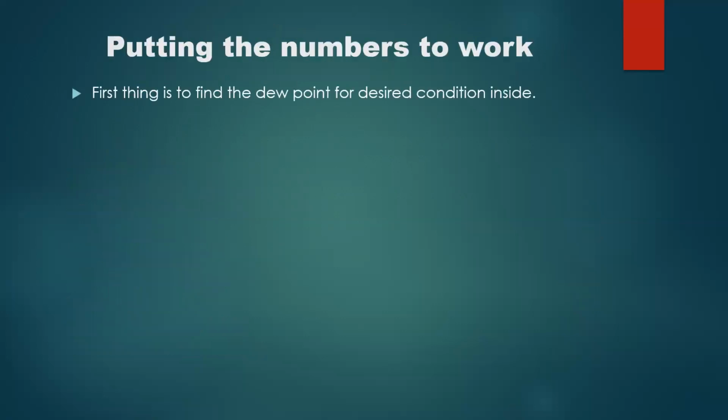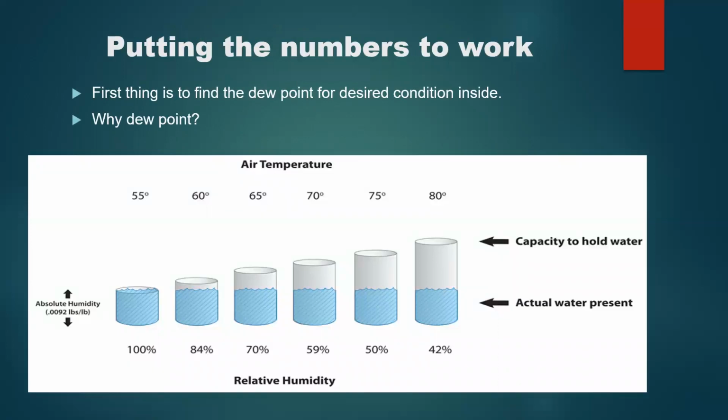First thing, we need to find the dew point for the desired conditions. Why dew point? Because when you reach dew point, you're able to squeeze the moisture out of the air. This example gives you 75 to 55 degrees, which would have been a lot smarter because I could have used this. At 55 degrees, it has the exact same amount of moisture as it does at 75 degrees and 50% RH.